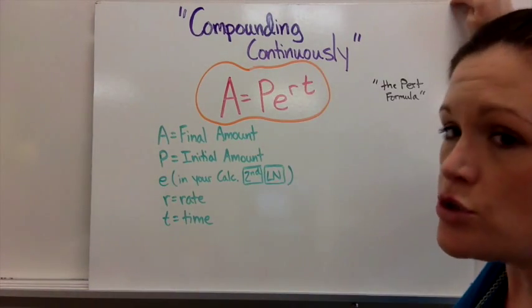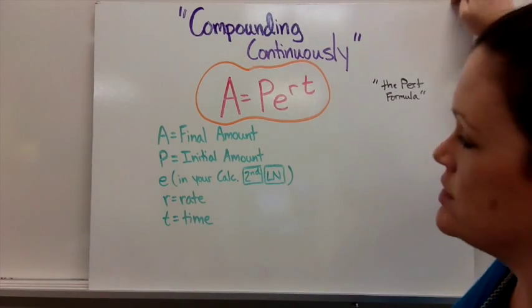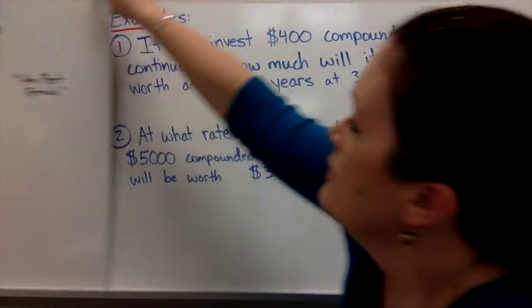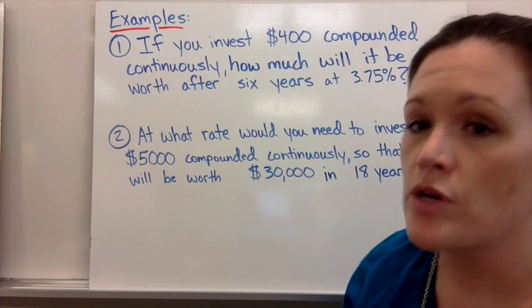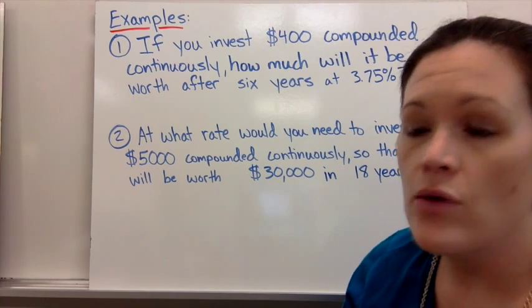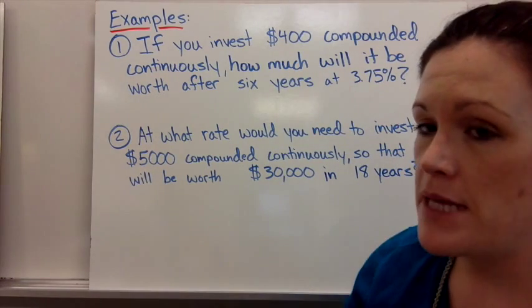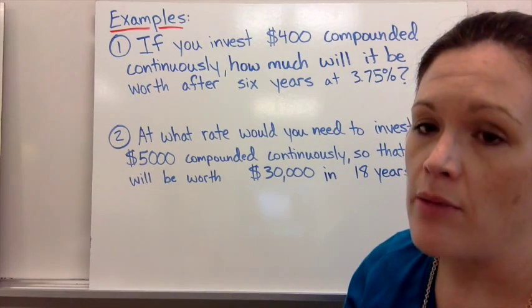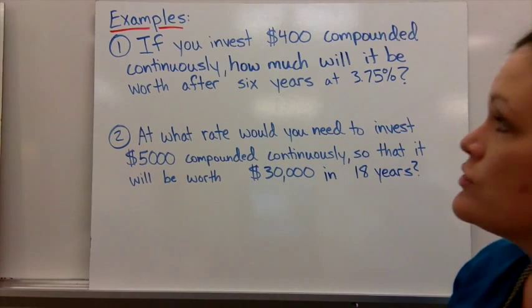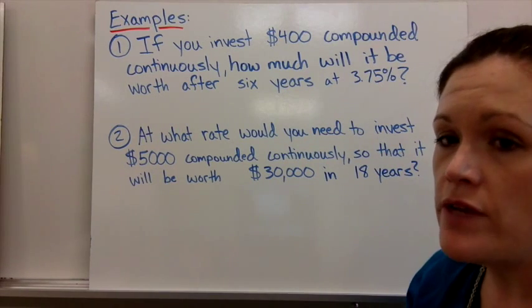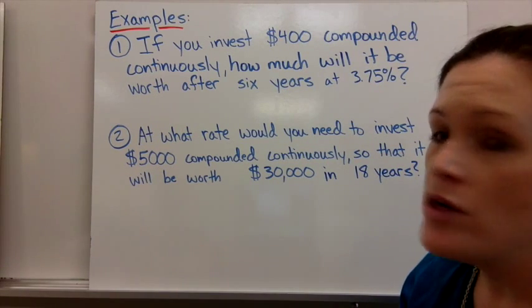So let's just look at two examples of how you might use this formula. Now keep in mind, this formula is reserved for when you see the words compounding continuously or continuously compounded, but that specific phrase would need to be in the problem for you to need this formula. So for number one, it's the straightforward type of example. If you're given everything except for the final amount, you would do this.